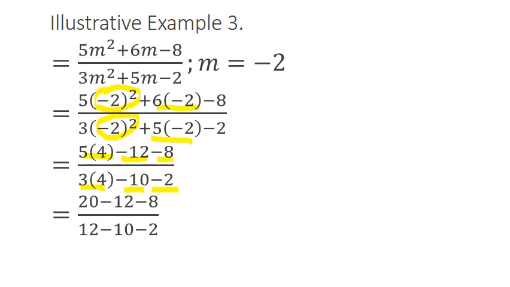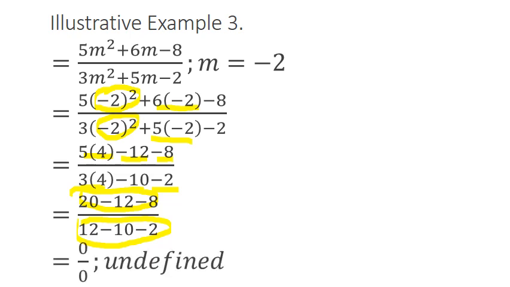That will give us the final answer. First, 20 minus 12 minus 8, which is what? 0. 12 minus 10 minus 2, which is again 0. 0 over 0 is still undefined.